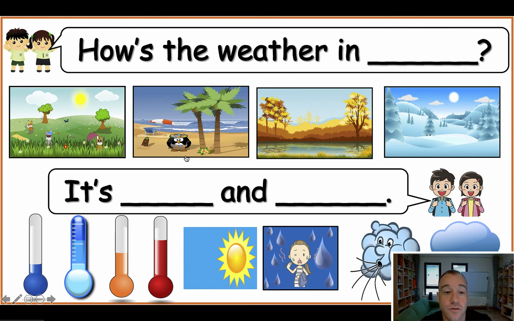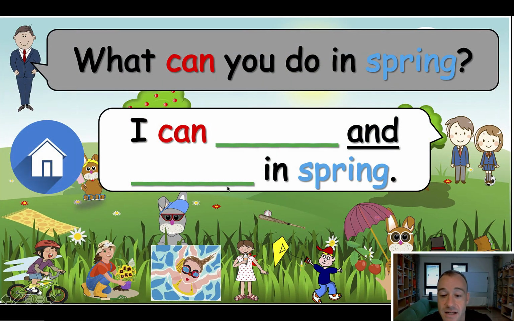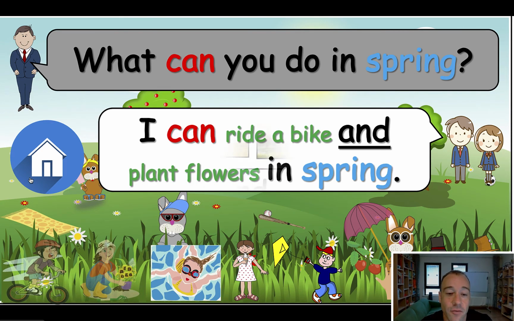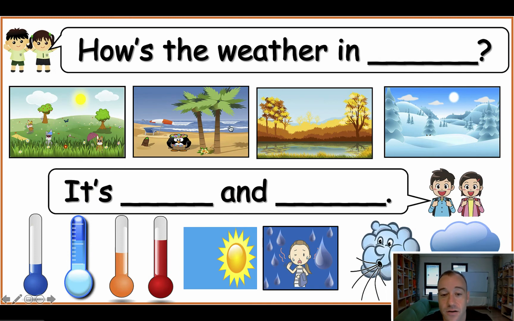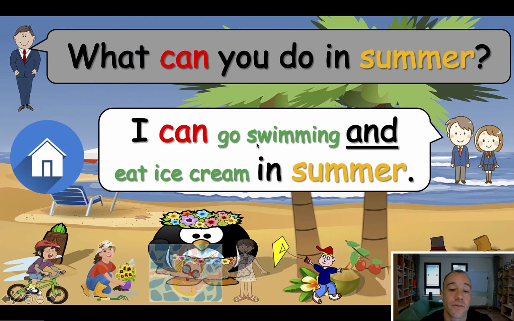Bring up more students. How's the weather in summer? It's very hot and humid in summer. Click here, takes them to this slide. Continue the dialogue. What can you do in spring? I can fly a kite, ride a bike and plant flowers in spring. And that fills in the blank there, and they go back and so on. Each one is linked, so it's very easy to run and just a great way for them to review.